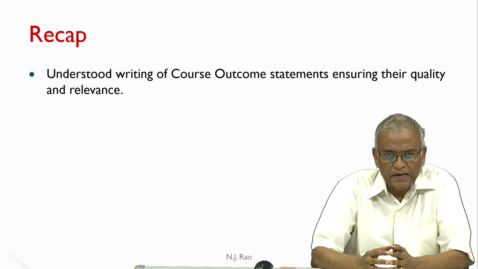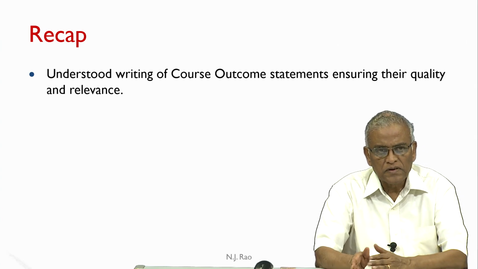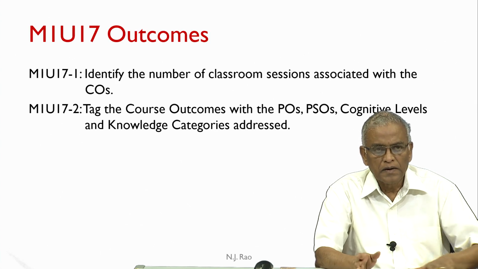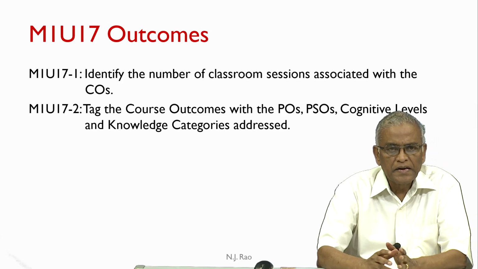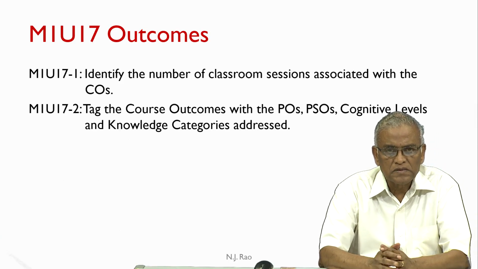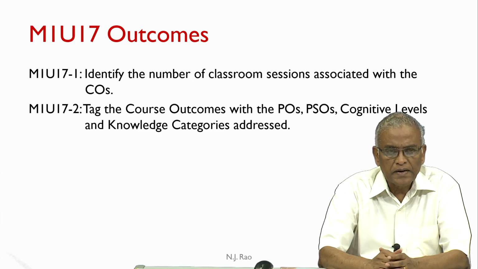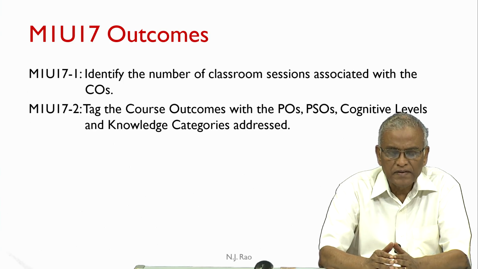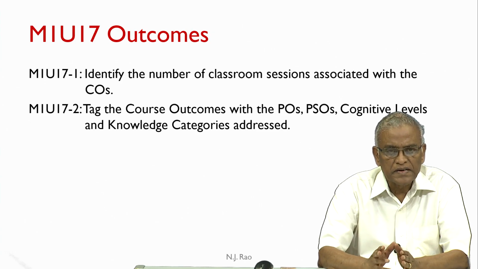Having written that, we have further activities to do, and that is what we will do in this unit. Identify the number of classroom sessions associated with the CO and tag the course outcomes with POs and PSOs, cognitive levels. Actually it should be cognitive level only, and knowledge categories addressed.